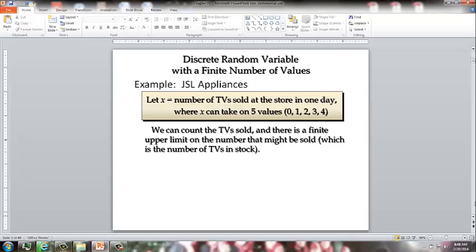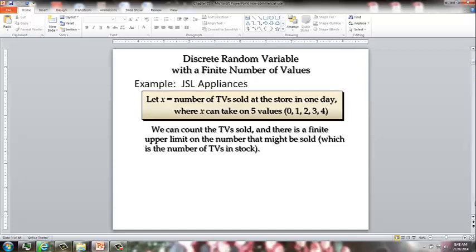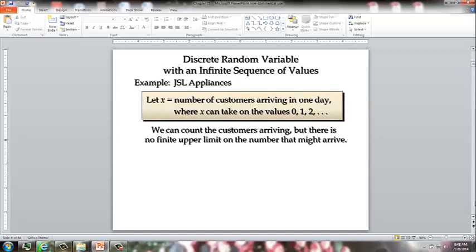But be careful, because there are sometimes some discrete random variables that can have an infinite sequence of values. So, number of customers. Theoretically, an infinite number of customers could arrive. It's just that in practice it won't happen. But be careful. In this case, the sequence of values is potentially infinite.